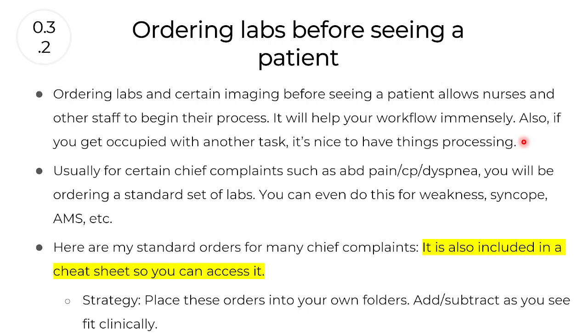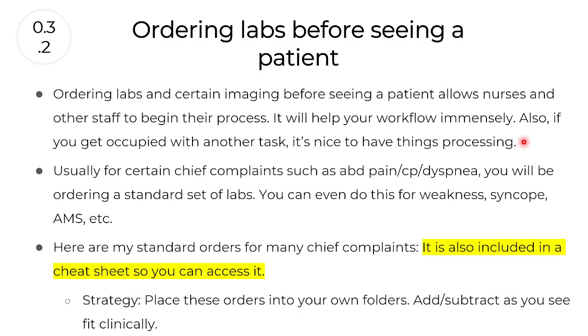I've got some standard orders for many chief complaints, and I'm actually going to just include them in a sheet here so that everybody can access it. You probably have your own orders, but this is just something to help you along the way if you feel needed. Here's the strategy. Place these orders in your own folders and add and subtract as you see fit clinically. Basically, my orders, I will use them. I have order sets that I utilize for certain demographics of patients, like a young female or an older female or an older male, and those are for chest pain, abdominal pain, etc.